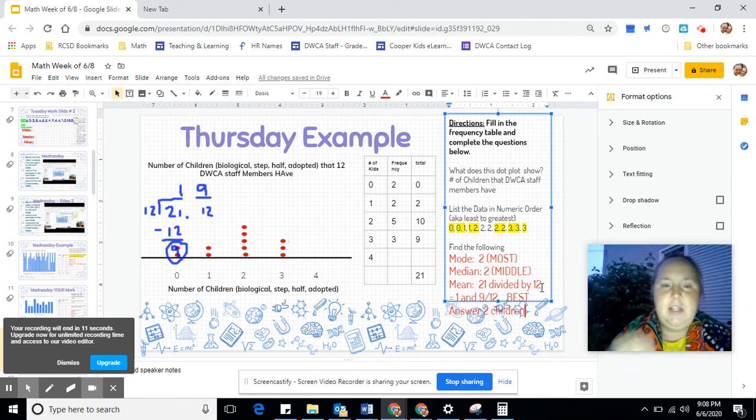So there you are. So today you're going to use a dot plot to do the same thing, to fill out a frequency table and answer questions about mode, median, and mean.